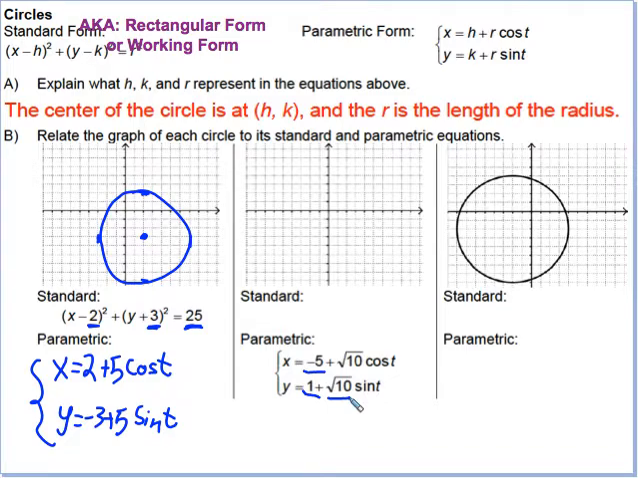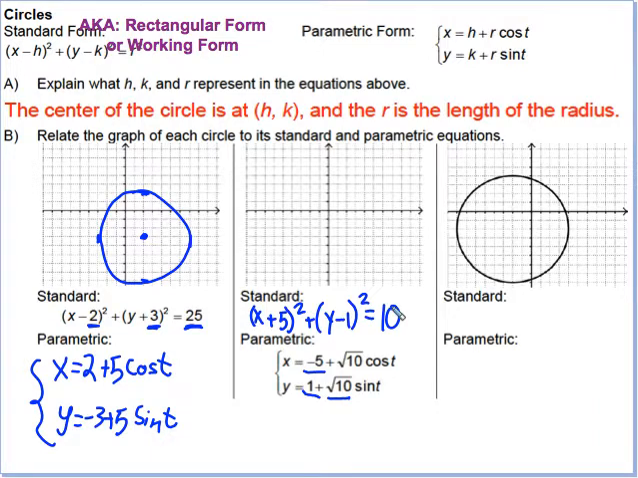Okay. Don't forget to switch the signs. So it's x minus your h. H is -5, so the x plus 5 squared plus y minus k, so -1 squared, and then the square root of 10 squared. The square root and the squared cancel each other out, so it's just 10.